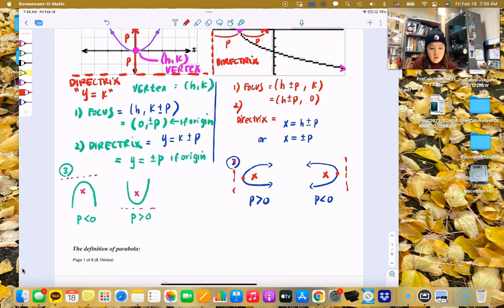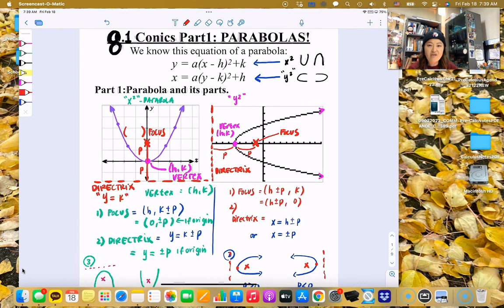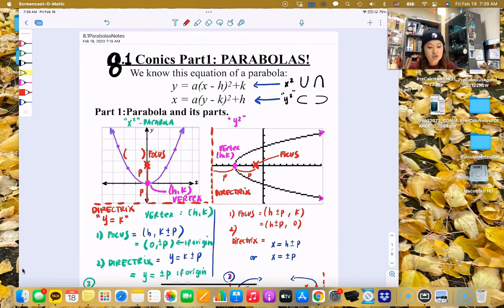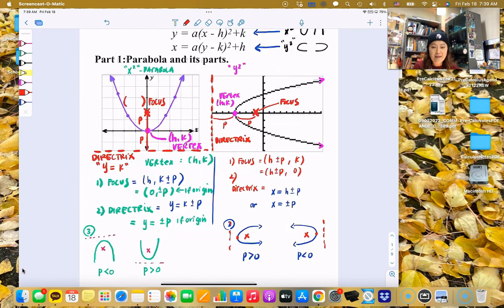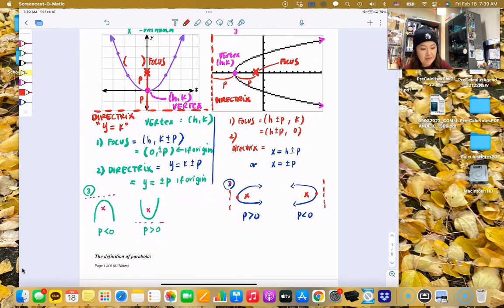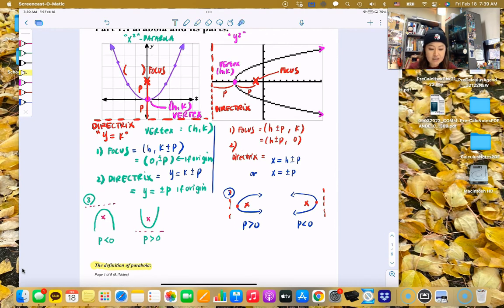All right, well, that was the anatomy of a parabola, so let's actually move on to part 2 in the next video. Again, what is the definition of a parabola? You have to keep thinking about that. It's the locus of points equidistant from a fixed point and a fixed line.